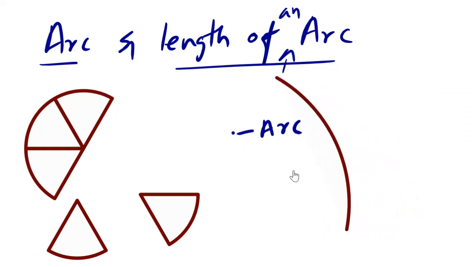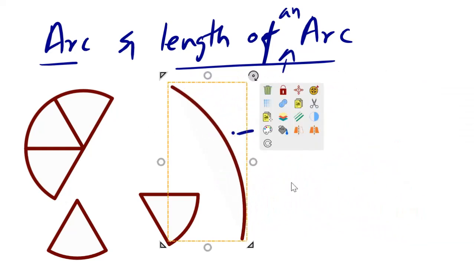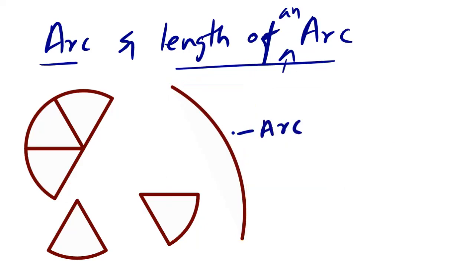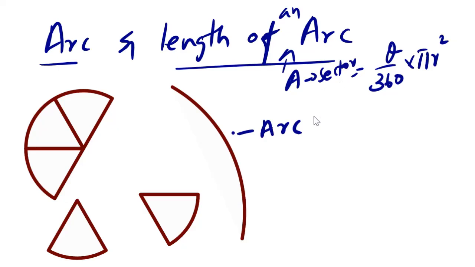And when we developed a formula to find out the area of sector, just now we developed a formula: theta upon 360 into pi r square, right? To find out the area of a sector. As far as arc is concerned, arc is part of a circle, so there is no concept of area because a circle is made up of points. But we can talk about the length of an arc, or we can think about length of an arc.